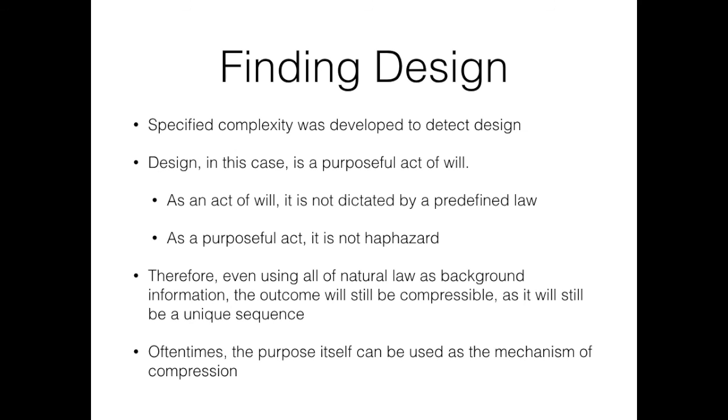So basically, we're talking about something that's a purposeful act of will. Now, something that is an act of will is not dictated by a predefined law, by definition. But as a purposeful act, it's not haphazard either. Therefore, even using all of natural law as background information, the outcome will still be compressible, as it will still be a surprising sequence. And oftentimes, you can actually use the purpose or intention of the sequence itself as the mechanism of compression. For example, a building is something that doesn't fall down. So you can use the design specification to compress the total number of things that could describe the building.